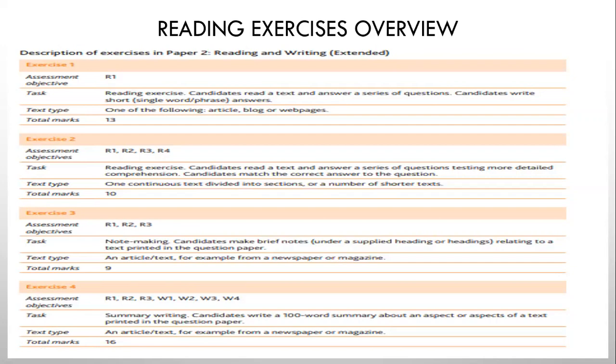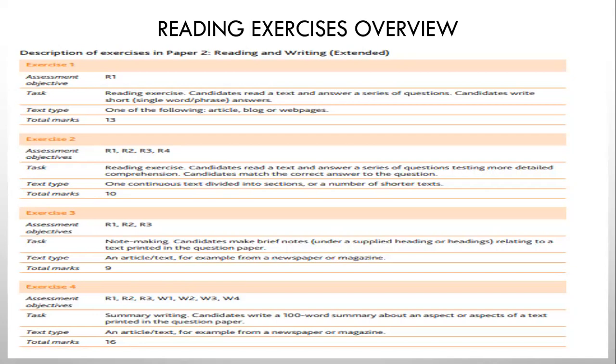Exercise 2 has all 4 objectives, and candidates read the text and answer a series of questions testing more detailed comprehension. What does more detailed comprehension mean? It means that exercise 2 is harder than exercise 1. You will need to go deep behind what's written. You will go after details more than in the first question. Then candidates match the correct answer to the question.